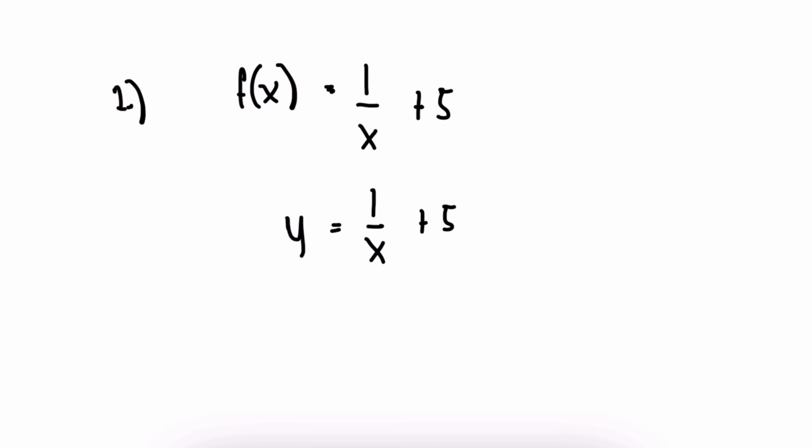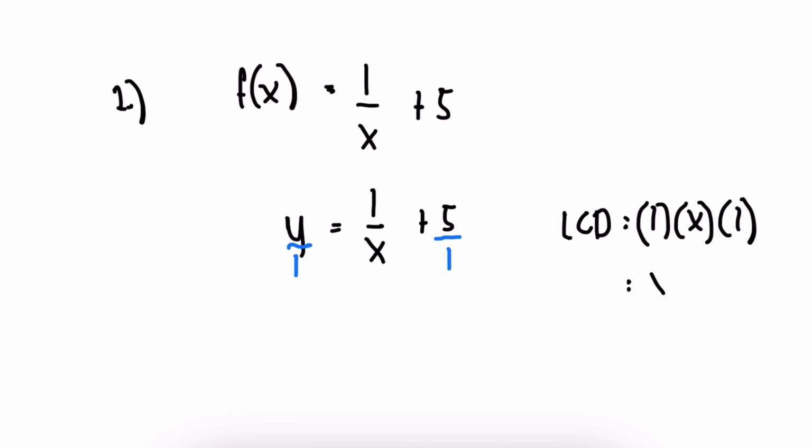For example number 2, we have a given f of x is equal to 1 over x plus 5. Again, change f of x to y. That is y is equal to 1 over x plus 5. Before we proceed, convert the whole number into a fraction form and put a denominator of 1 to y, that is y over 1, then 5, that is 5 over 1, and get the LCD. The LCD is 1 times x times 1. Therefore, the LCD is x or x over 1.